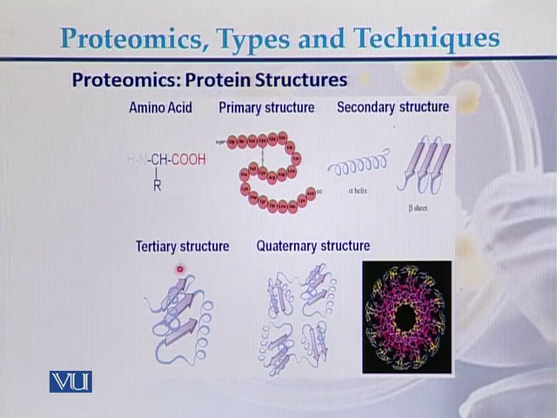Then the secondary structure is converted into the tertiary structure, where we can see the alpha helix and the beta sheets. Then the tertiary structure is converted into the quaternary structure. So these are different levels of folding of proteins. Proteins are made up of amino acids, and then there is a primary structure, secondary structure, tertiary structure and quaternary structure.